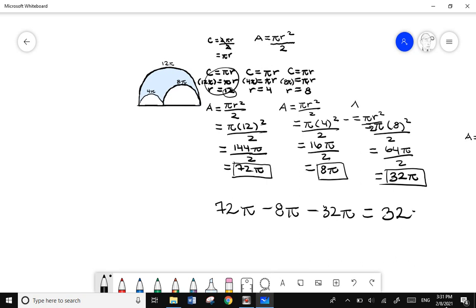It's 32 pi. And don't forget, if you have any units, don't forget to write the units down. Units squared, centimeters squared, meters squared, anything like that. And there it is. Your answer is 32 pi.